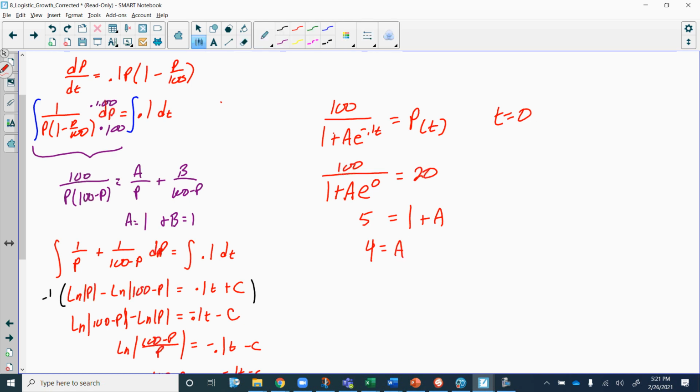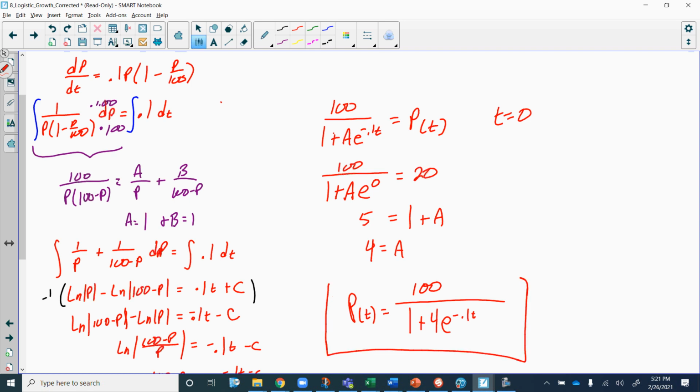So now I can take that and say that my specific solution, P of t, would be equal to 100 wolves, that's the carrying capacity, divided by 1 plus 4 times e to the negative 0.1 t power. Okay, that is the specific solution. And all of it was figured out using a calculus approach.